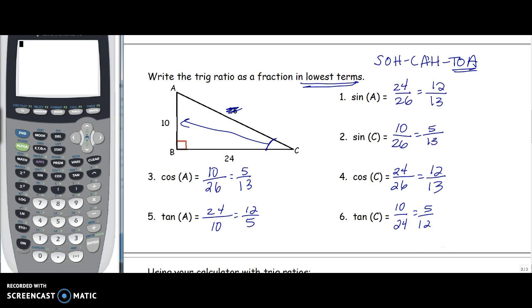Okay, so you have to pay attention to where your reference angle is being said, which is inside the parentheses. You figure out what ratio you're going to use by the word that's out in front, sine, cosine, or tangent, and that's when you look at SOH CAH TOA. Okay, so this is, again, setting up ratios.